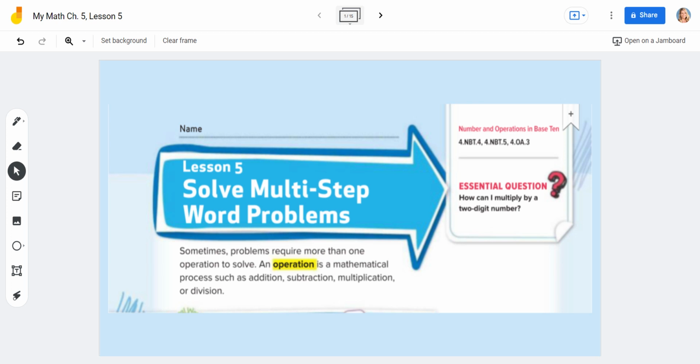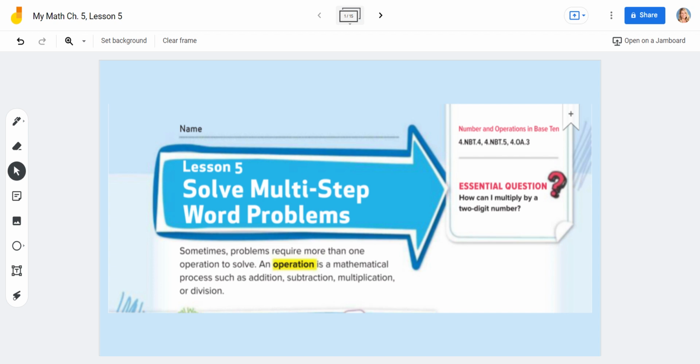All right, so today's lesson is on solving multi-step word problems. I know I sound pretty terrible, and I hope it's not too hard to hear me, but this is the best I can do right now. So just bear with me.